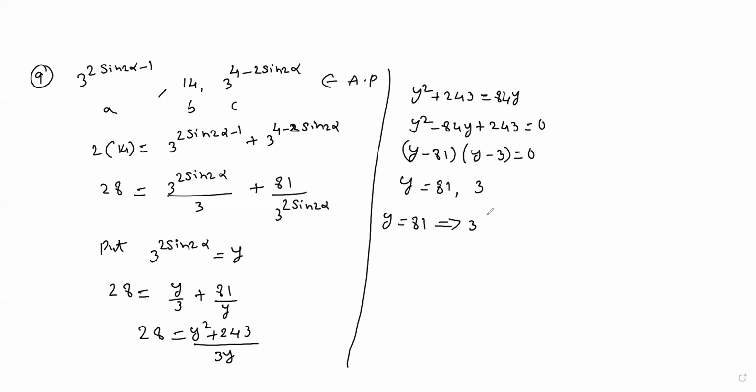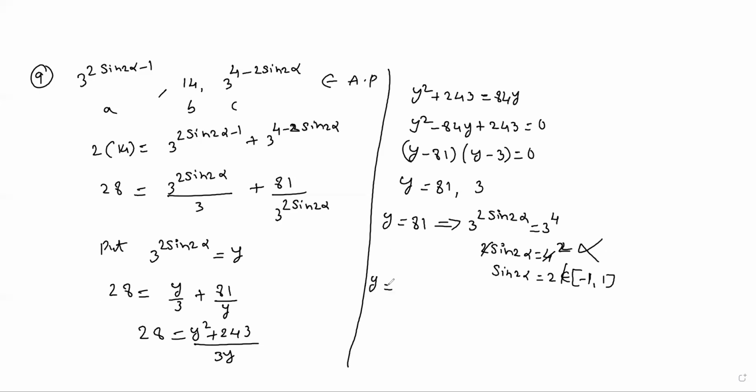Nothing but 3 power 2 sin 2 alpha is equal to 81. We can write 3 power 4. Now bases are same, we can compare powers. When comparing powers, 2 sin 2 alpha is equal to 4. Here sin 2 alpha is equal to 2, but this is not in the range. Sine function range is -1 to +1. That's why there is no solution for this term.